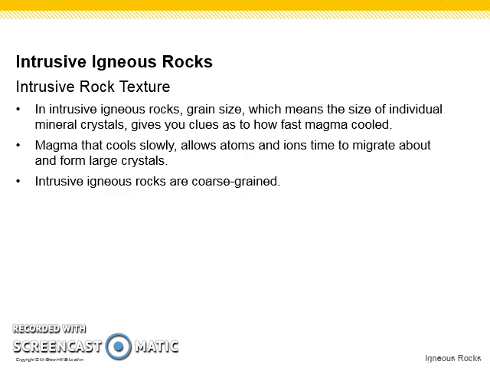So let's talk about the texture a little bit for an intrusive igneous rock. In intrusive igneous rocks, grain size, which means the size of individual mineral crystals, gives you clues as to how fast magma cools. Magma that cools slowly over a long period of time allows atoms and ions time to migrate about and form very large crystals. Intrusive igneous rocks are considered coarse-grained or rough-grained. If you're not sure what this word means, write rough.